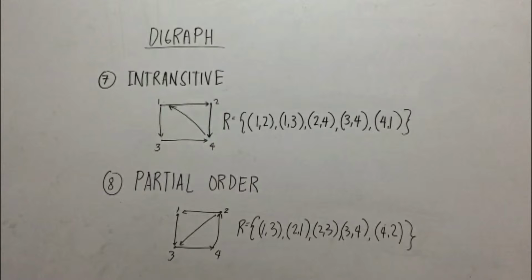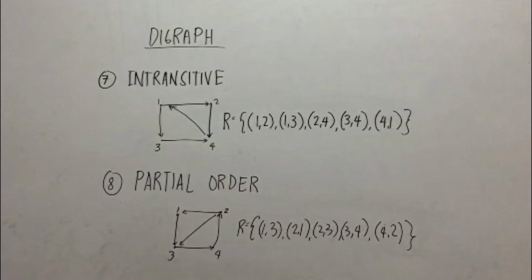Example 7 shows the pair 1 and 2, so an arrow from 1 to 2 is formed. Next pair is 1 and 3, so an arrow from 1 to 3 is formed. Next pair is 2 and 4, so an arrow from 2 to 4 is formed. Next pair is 3 and 4, so an arrow from 3 to 4 is formed. Lastly, the pair 4 and 1, so an arrow from 4 to 1 is formed.